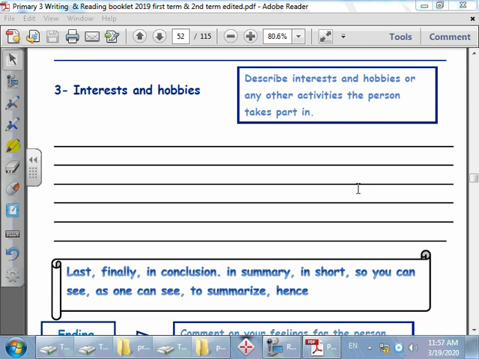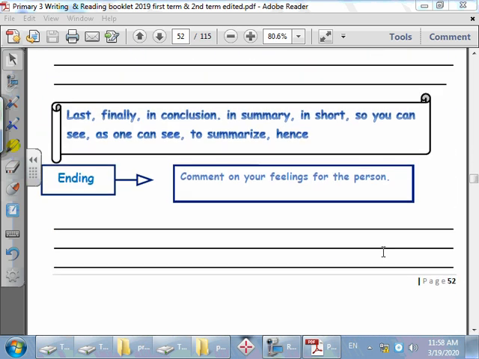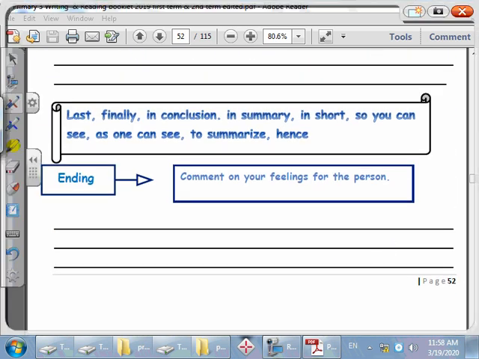Next, we have the interests and hobbies. So what is he interested in? You're going to write, he is interested in, let's say, watching new movies. And his favorite hobby is playing squash, for example. Now, the last paragraph, we choose one of these to begin with. Last, finally, in conclusion, in summary, anything else. So for example, I will choose finally.